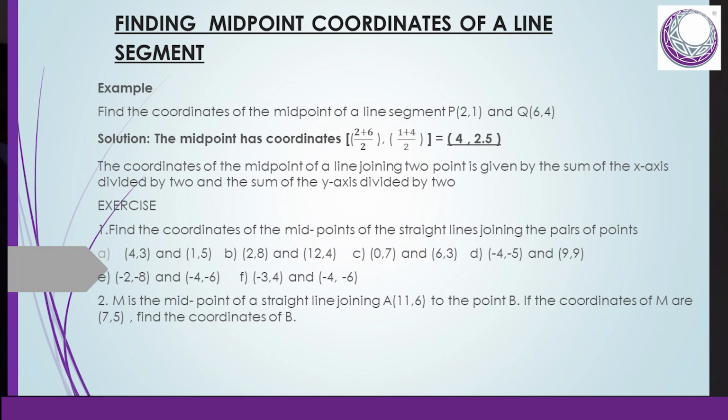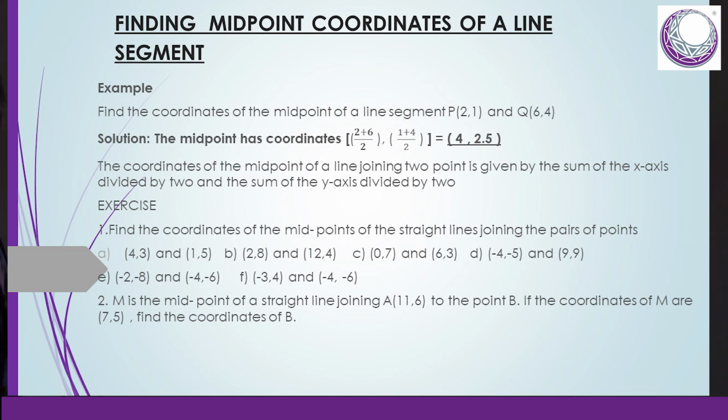Now, in a nutshell, the coordinates of the midpoint of a line joining 2 points is given by the sum of the x coordinates divided by 2 and the sum of the y coordinates divided by 2 as well. So for the midpoint, you divide by 2. Now let's look at this example. Find the coordinates of the midpoints of a straight line joining the pairs of points.